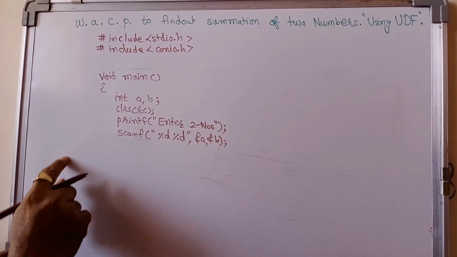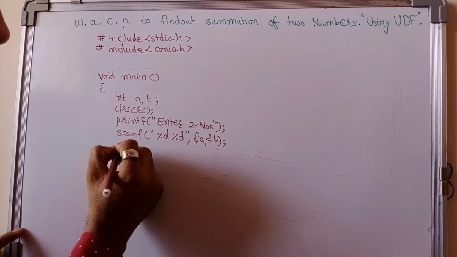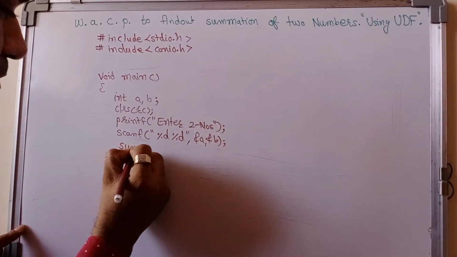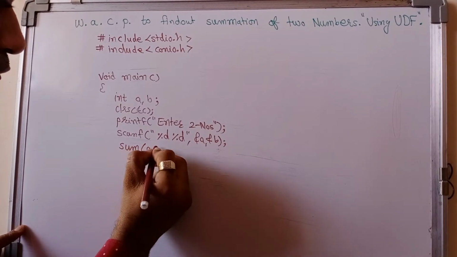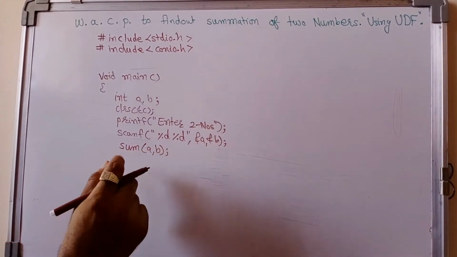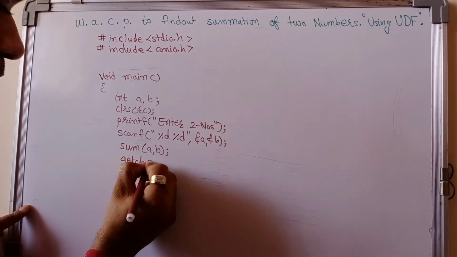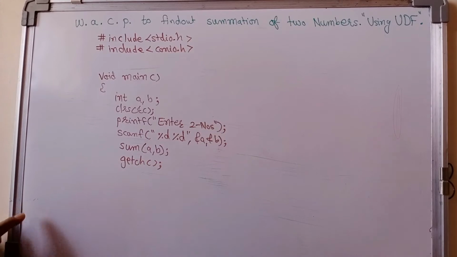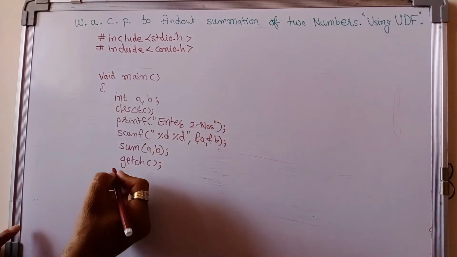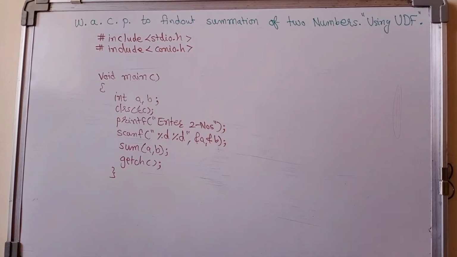Now I want to call a user-defined function to find the summation of two numbers. My function name is sum. We can take any function name; here I have taken sum as my function name. We will perform all the addition logic in that user-defined function. So void main needs to be completed, and here getch and void main is completed.